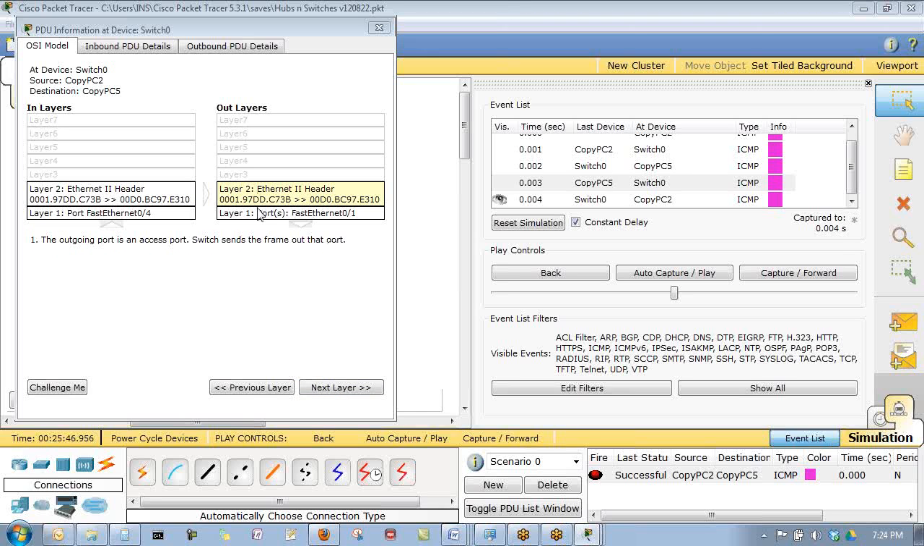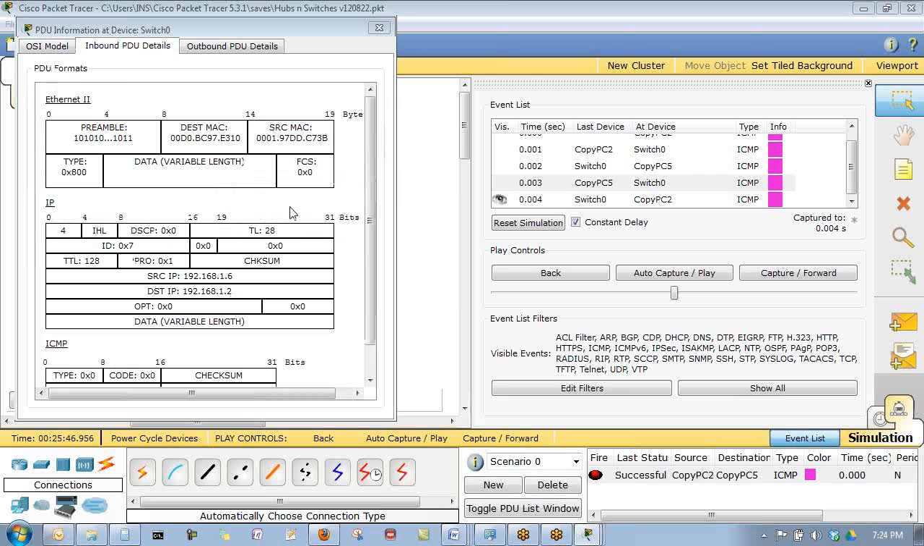So it sends it out to port Fast Ethernet 01. The packet came in on 04 and it's going out on 01. So what it's doing is literally looking at the MAC address and determining which way to send this particular packet. And if we look at the packet, we see the destination MAC address, which is the MAC address for our PC2, and then the source MAC address, which is our PC5. And that's inside the packet that's being processed.